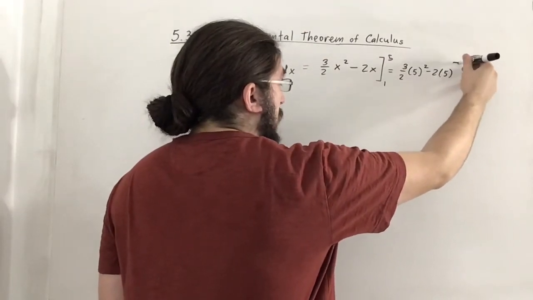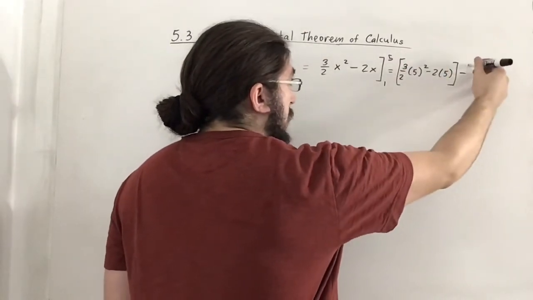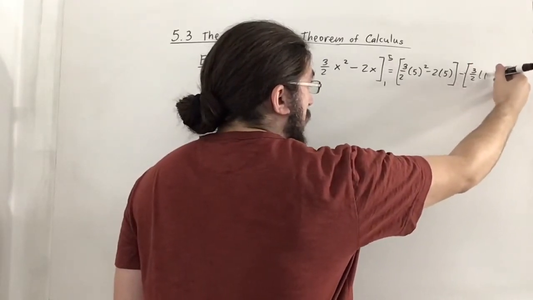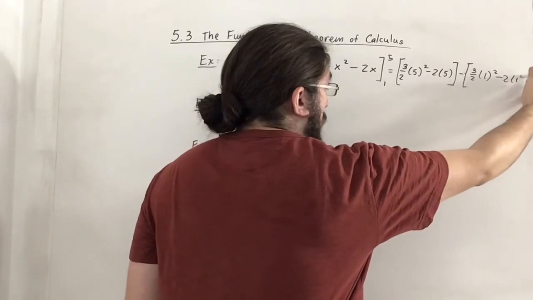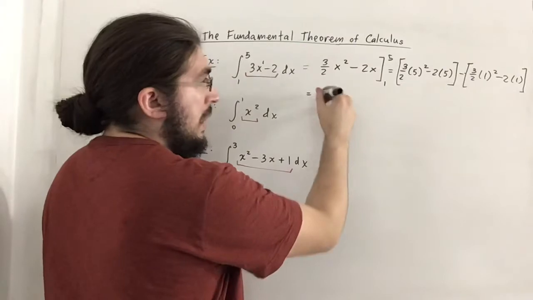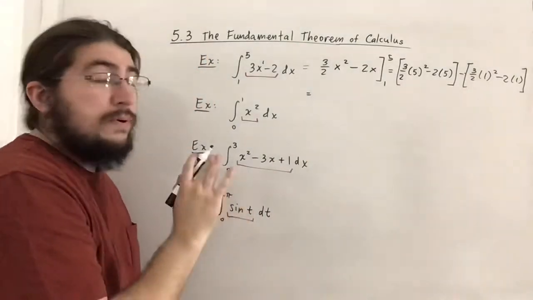So there we go, that's me plugging in 5 minus plugging in 1. So when you plug in 1, you get 3 halves 1 squared minus 2 times 1, and a little bit far off, but yeah, I guess we see it, squeezed it in there. And now, so not quite a one-liner, we're pretty close.